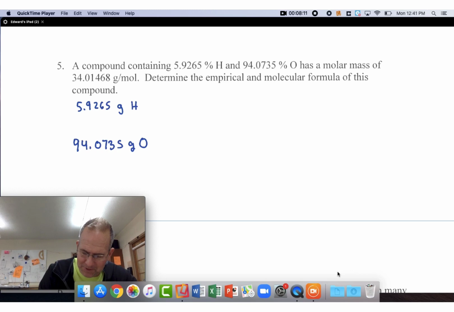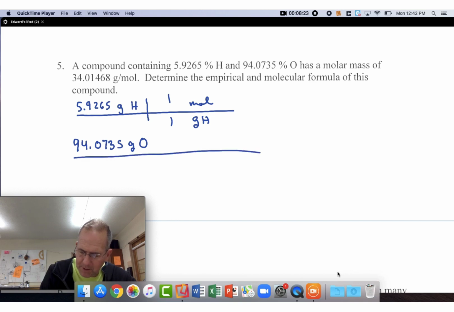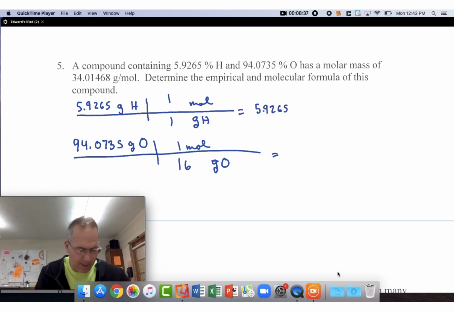All right, so our first step is, if you remember from that map I have, we're going from grams to moles. So grams of H to moles of H. 1 mole, 1 gram. Easy peasy on that one. We have grams on the bottom of O. That's 16 grams per 1 mole, right? Not too bad. So this number is the same, 5.9265. And this one needs a little calculation. 94.0735 divided by 16 equals, I'm getting 5.9.